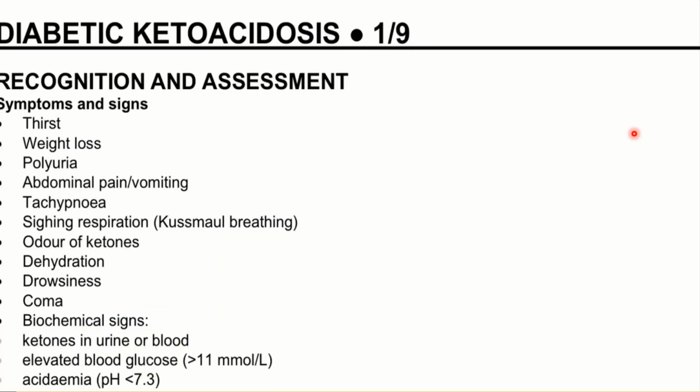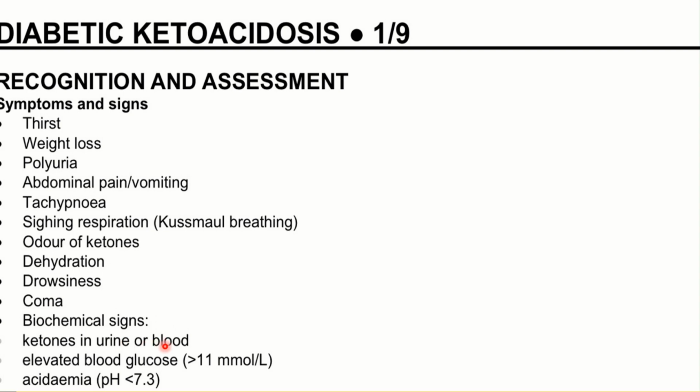Now let us move on to diabetic ketoacidosis. Look at the recognition and assessment. The signs and symptoms are thirst, that is polydipsia, polyuria, weight loss, abdominal pain, vomiting, then tachypnea, sighing respiration, also known as Kussmaul breathing, odor of ketones, dehydration, drowsiness, coma, and biochemical signs. These are very important.